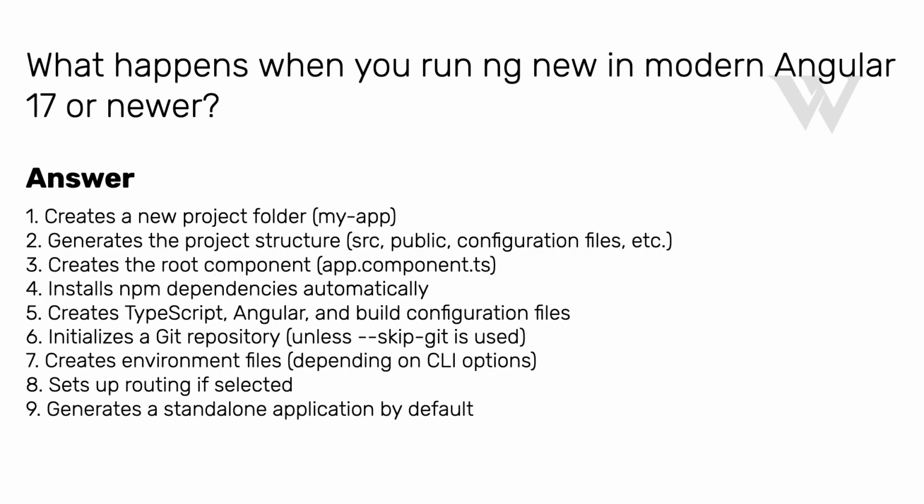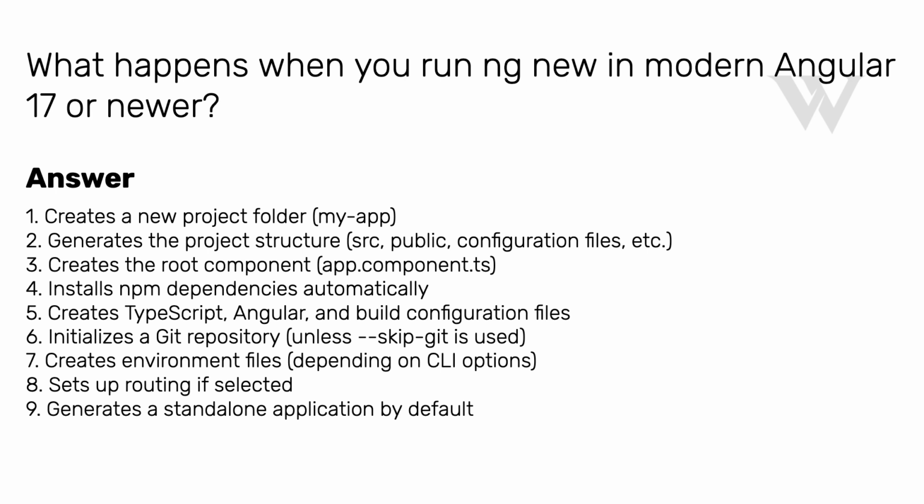When you run ng new my-app in Angular 17 and newer, the CLI automates a much lighter, modern project structure. The biggest shift from older versions is that Angular now defaults to a standalone architecture. Here is exactly what the CLI does now. It creates your project folder, configuration files, and initializes a Git repository just like before. It automatically runs your package installation, npm install, using the fast new Vite and esbuild pipeline.